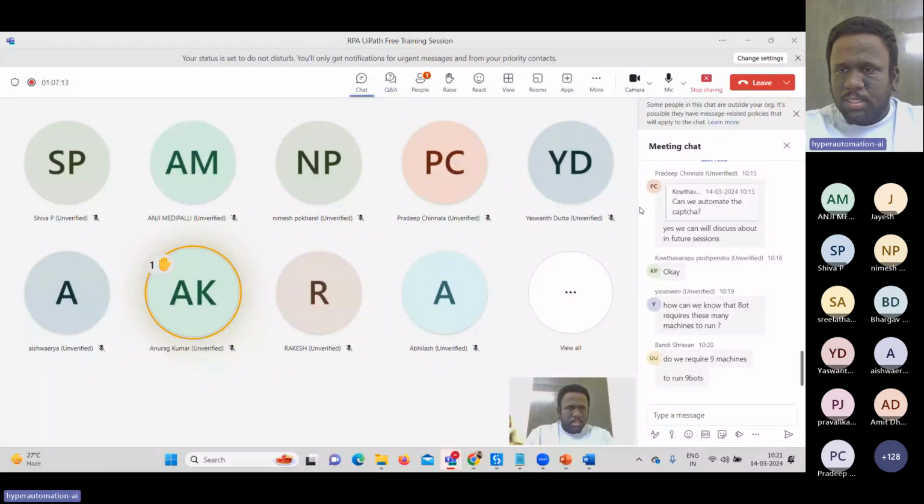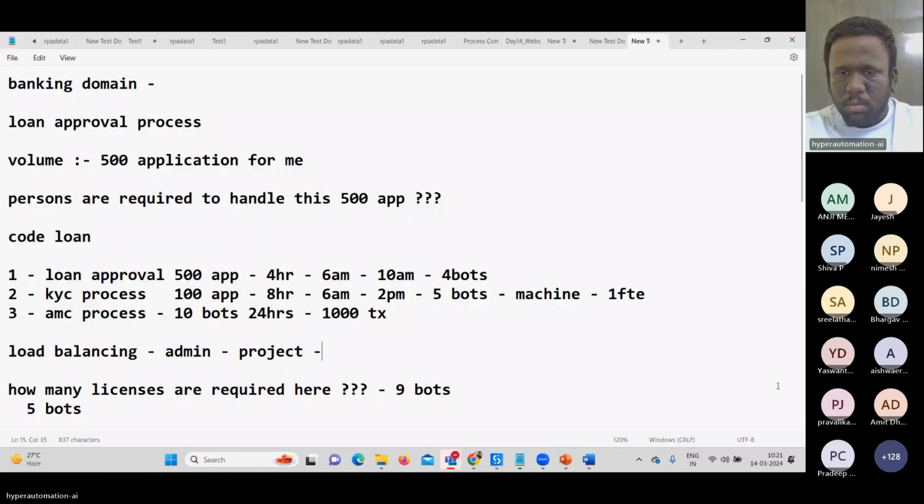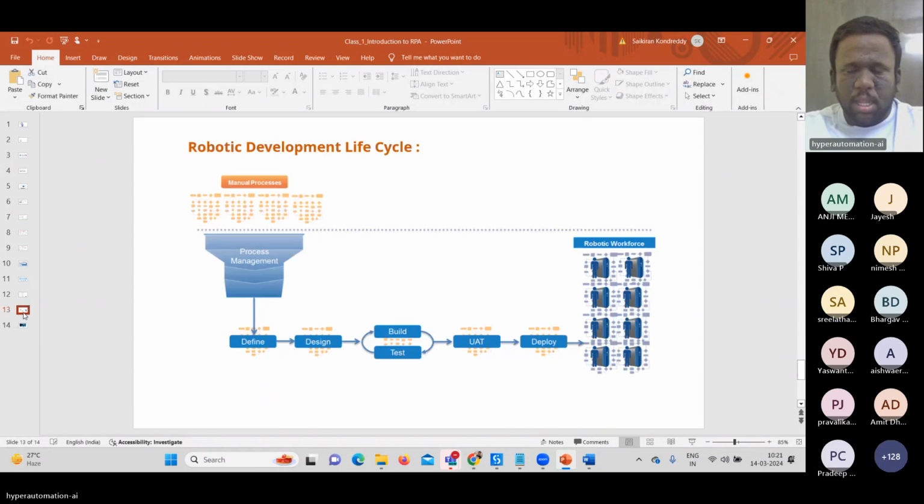So now let's jump back to our particular concept about our robotic development lifecycle, which is very much important.